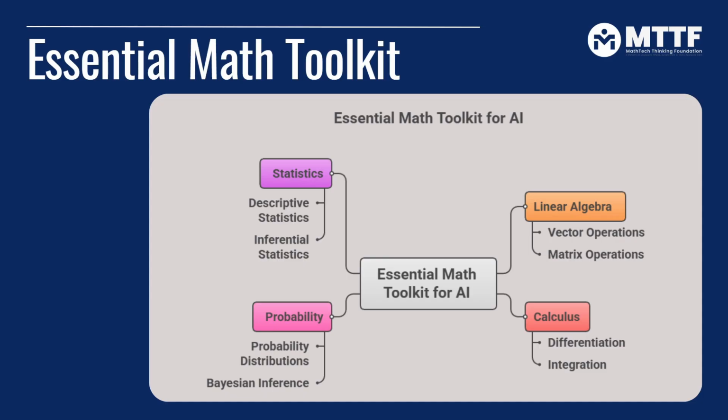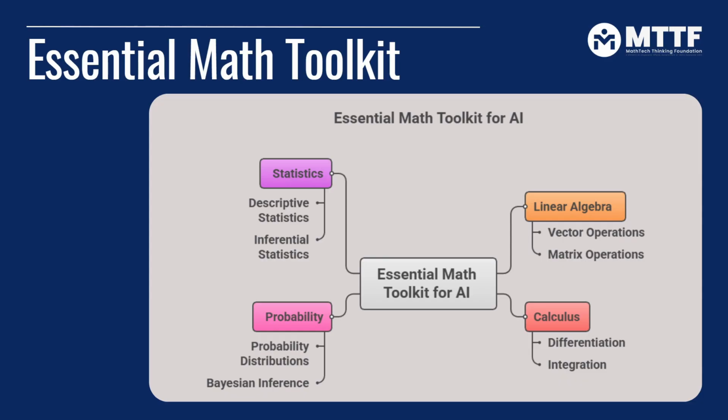Probability allows AI to work in uncertain environments. Probability distributions model randomness and variability in data. Bayesian inference helps systems update their beliefs as new information becomes available.